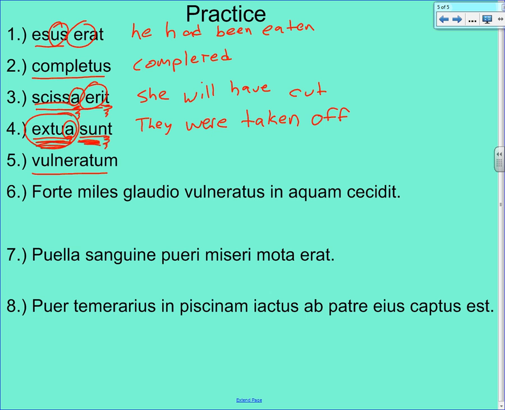Vulneratum comes from vulnero. We get an atum here. That is going to be either accusative and masculine, or it could be nominative or accusative and neuter. Translated, it's just going to be wounded.